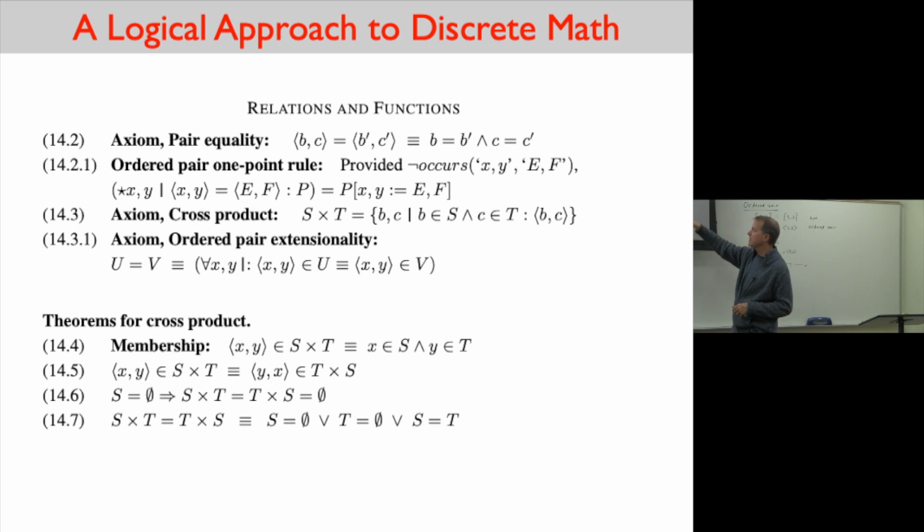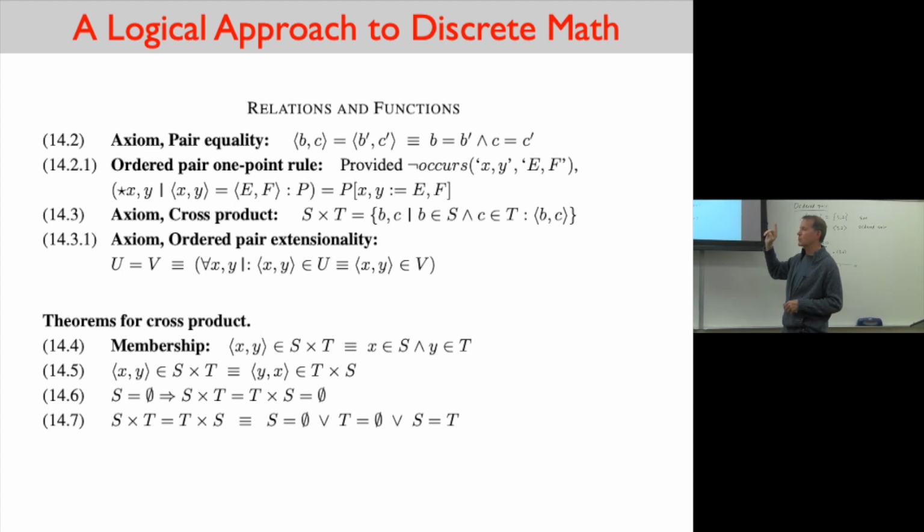No, it's not one step. Because in order to use the 1-point rule, see, the 1-point rule doesn't deal with ordered pairs. So let's think about how you would prove the ordered pair 1-point rule. You can't use the 1-point rule because it's an ordered pair.